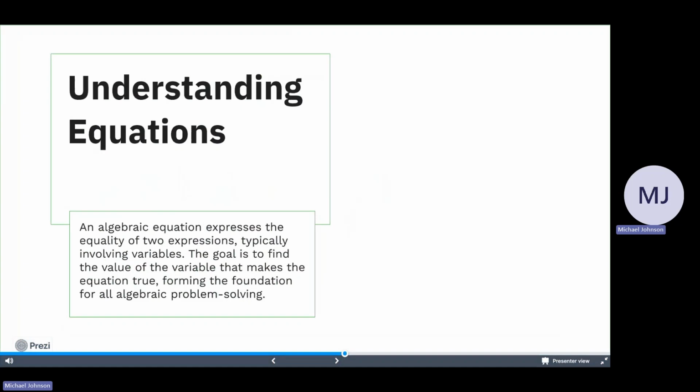An algebraic equation expresses the equality of two expressions, typically involving variables. The goal is to find the value of the variable that makes the equation true, forming the foundation for all algebraic problem solving.